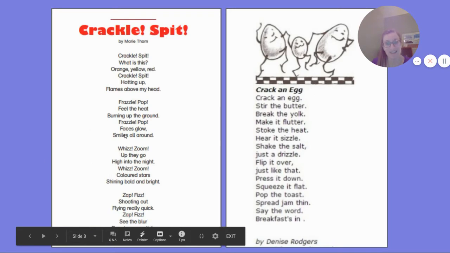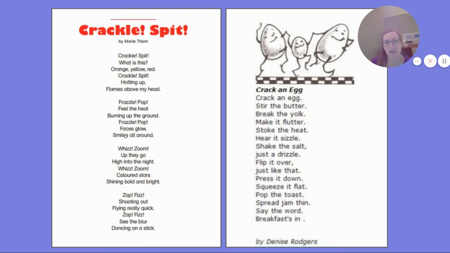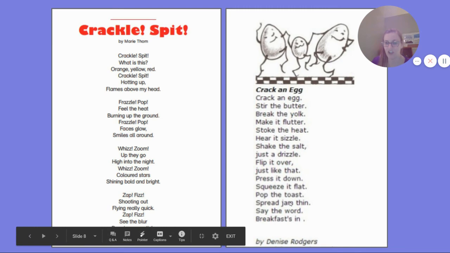So here's some more examples inside of a poem. I'm going to read Crack the Egg. I'd like you to pause and read Crackle Split. This is a poem that could take you more than one time to read because it is a little bit of a tongue twister. So I'm going to go crack an egg right now. Crack an egg, crack an egg, stir the butter, break the yolk, make it flatter, stroke the heat, hear it sizzle, shake the salt, just a drizzle, flip it over just like that, press it down, squeeze it flat, pop the toast, spread the jam thin, say the words, breakfast in.